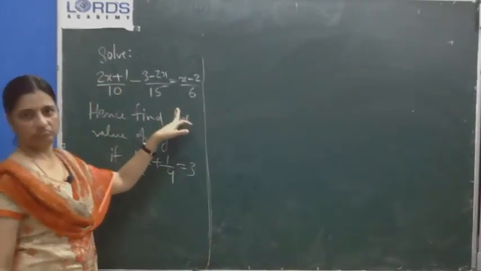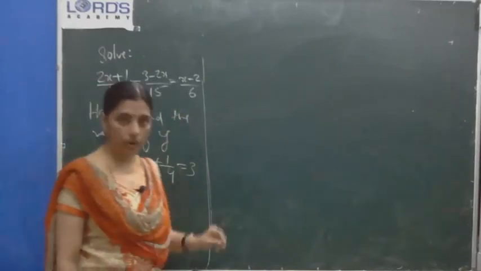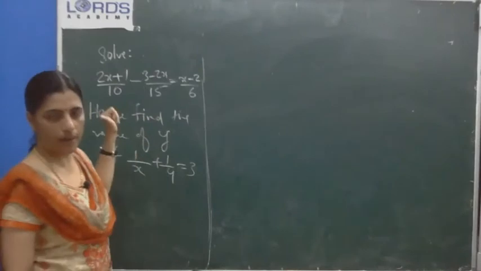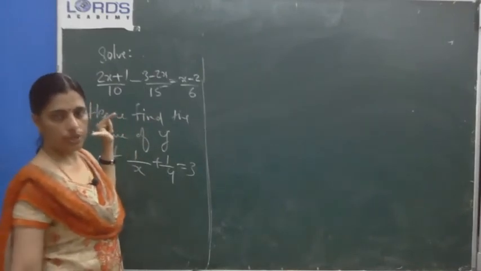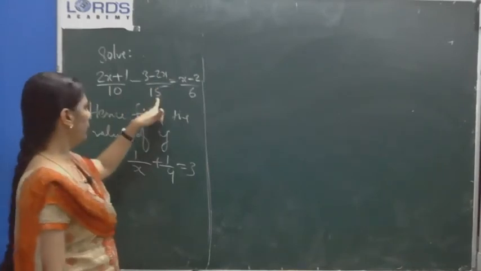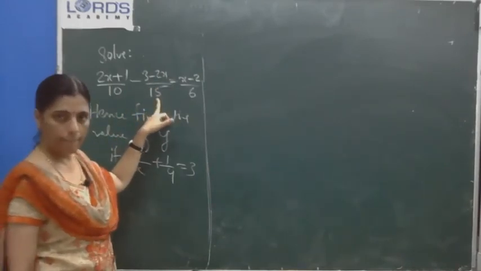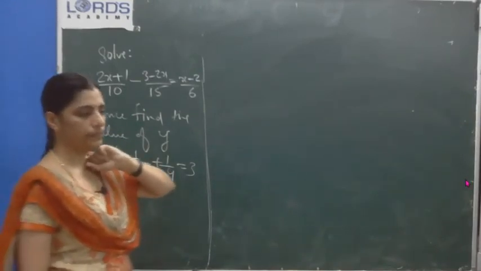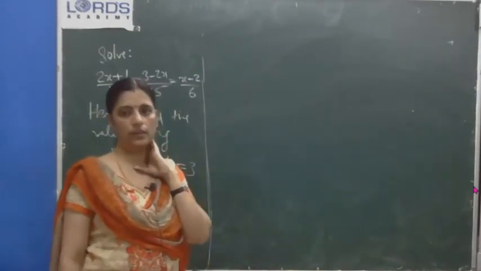This is the question. Yes, fraction form. You have to find the LCM. All of you listen. This is the fraction form like our first question of today's class. 10 and 15, you have to find the LCM and then only you can subtract that. If you have doubt, you ask.